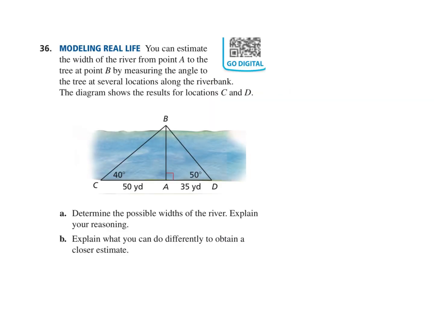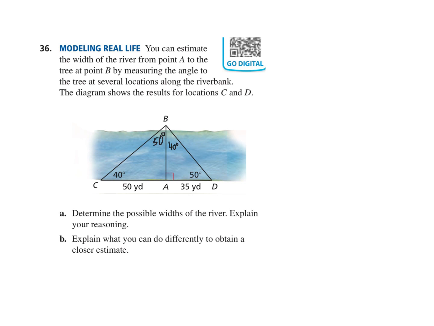All right, last question. You can estimate the width of the river from point A to the tree at point B by measuring the angle to the tree at several locations along the riverbank. Okay, so determine the possible widths of the river. All right, so possible lengths here. So if you're at 40 degrees here, in the triangle you have a 90-degree angle, which makes this 50 degrees. And in the other triangle, you have 50 degrees, which makes this 40 degrees.